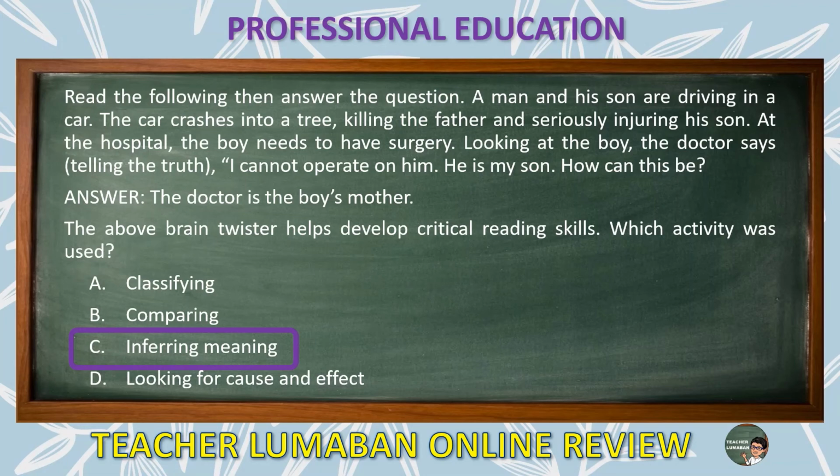Read the following, then answer the question. A man and his son are driving in a car. The car crashes into a tree, killing the father and seriously injuring his son. At the hospital, the boy needs to have surgery. Looking at the boy, the doctor says, telling the truth, I cannot operate on him. He is my son. How can this be? Answer, the doctor is the boy's mother. The above brain twister helps develop critical reading skills. The activity used is inferring meaning.